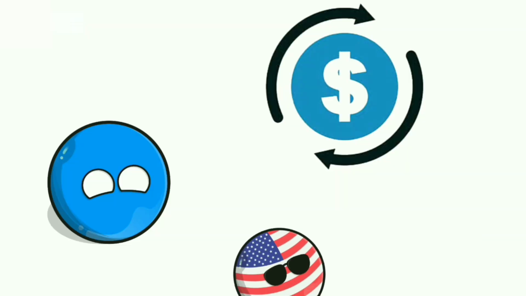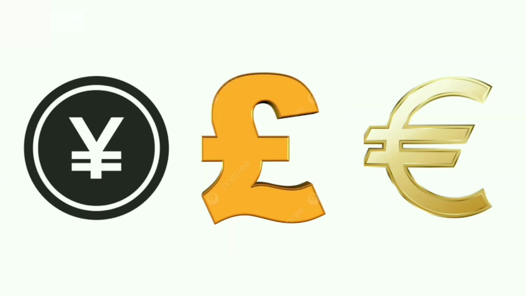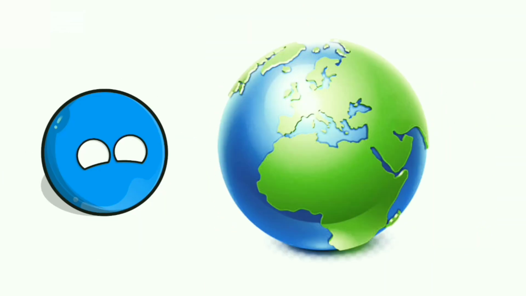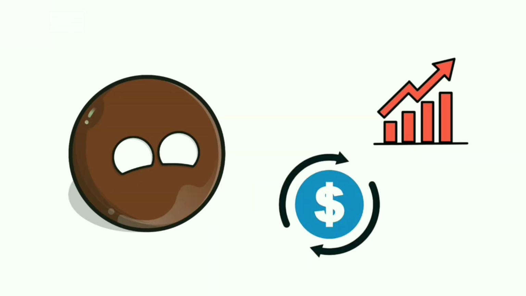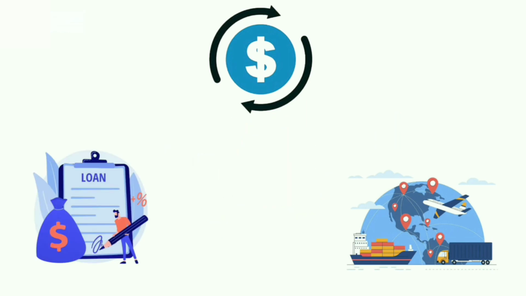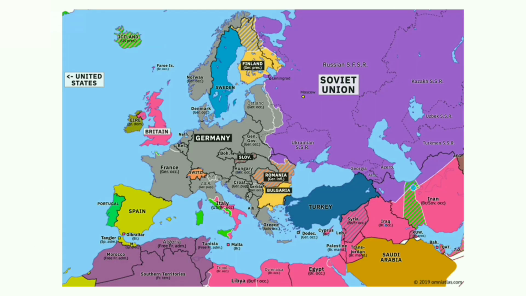They agreed to make the US dollar the anchor currency, linking it to gold at a fixed rate and pegging other currencies to the dollar. For countries around the world, this created stability. They could hold dollars as reserves, confident that they would retain value. The system made international trade and loans predictable, which was essential for rebuilding economies shattered by the war.